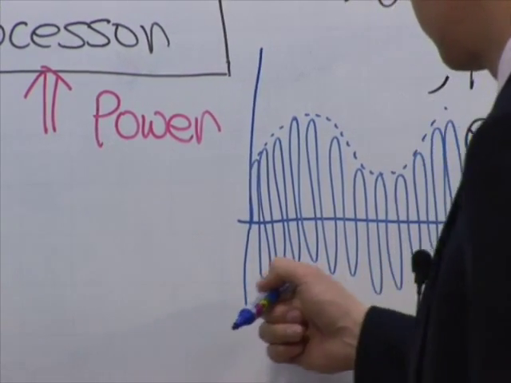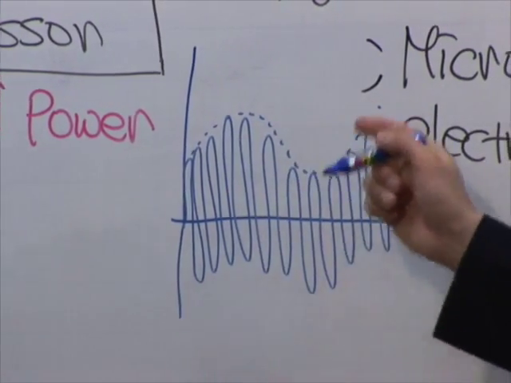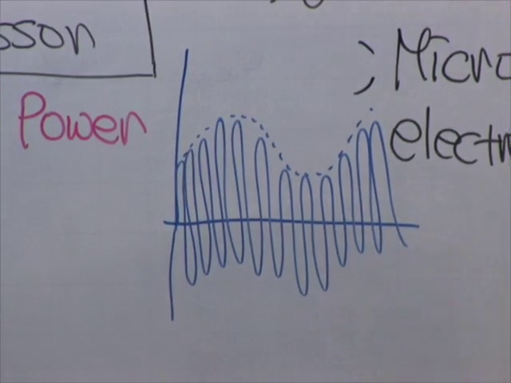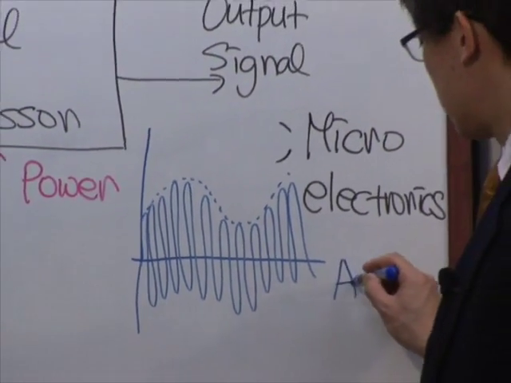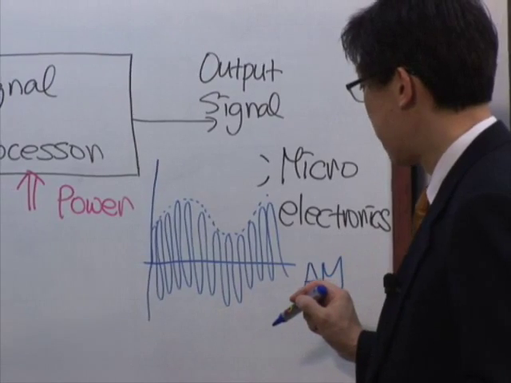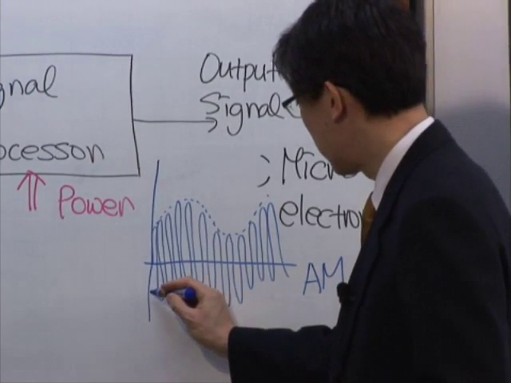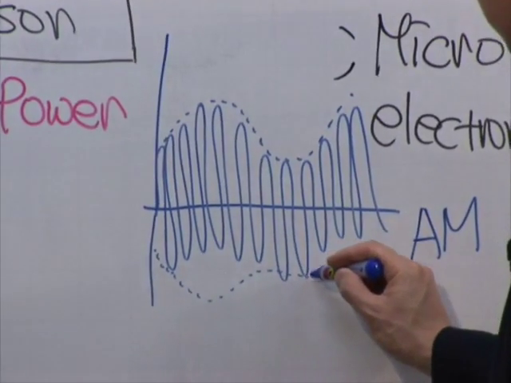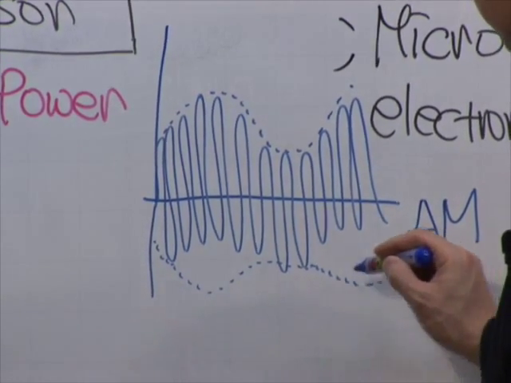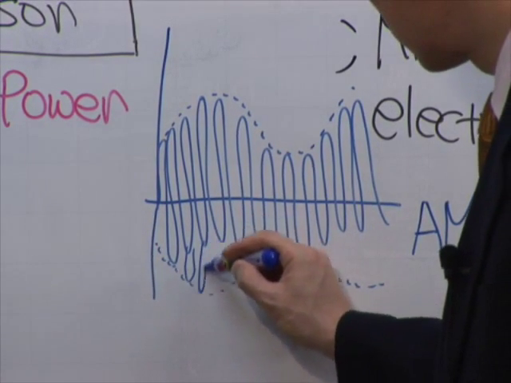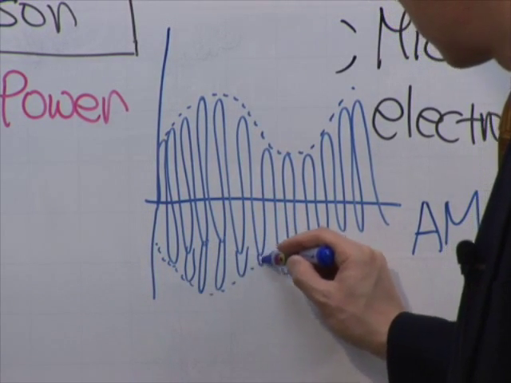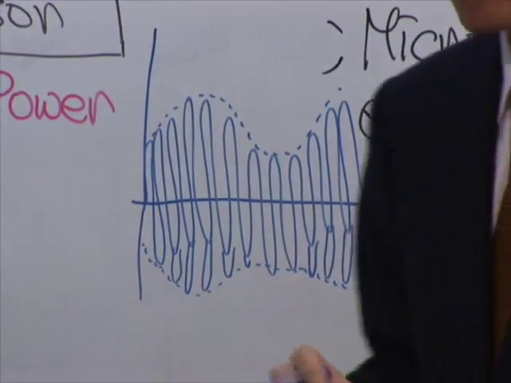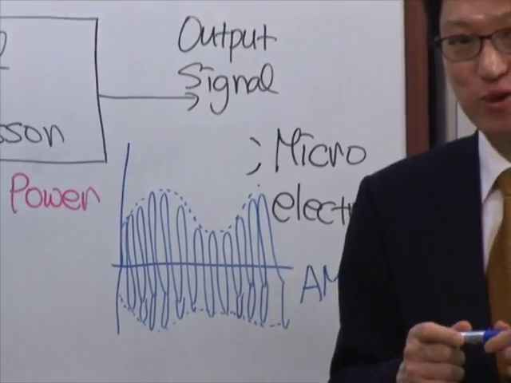Maybe this should be symmetrical, but I just show only the upper half of this. So this process is called amplitude modulation, right? This should be symmetric, it's going to be like this. Sorry about this lousy drawing. Okay, so this is amplitude modulation.